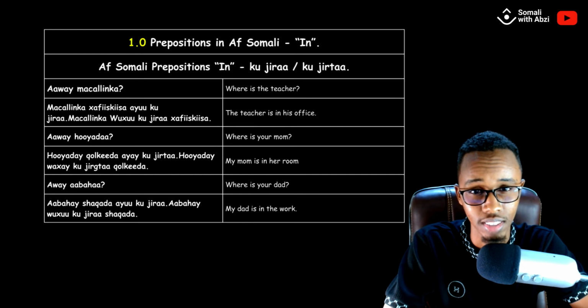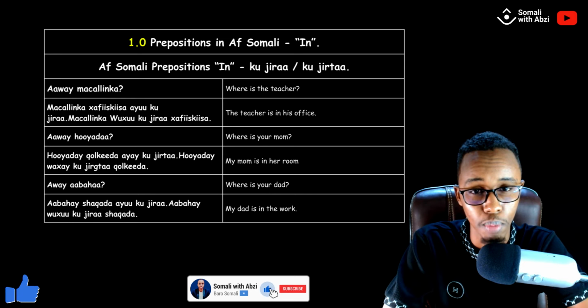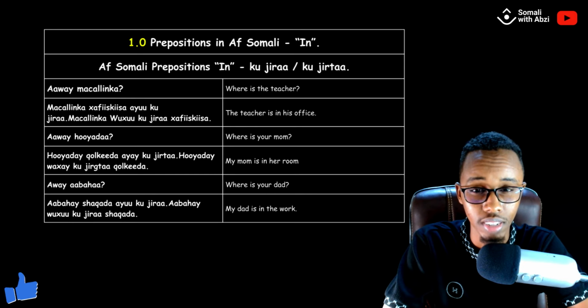No worries about that. The next is away hooyada. Now it's just one person and that's feminine. So, qolkeeda ayay ku jirtaa. If it's male, qolkiisa ayuu ku jiraa. But now, female hooyada, qolkeeda ayay ku jirtaa. The next is away aabbaha. So, shaqada ayuu ku jiraa. If it's feminine, shaqada ayay ku jirtaa. I think now it's very clear and understandable.